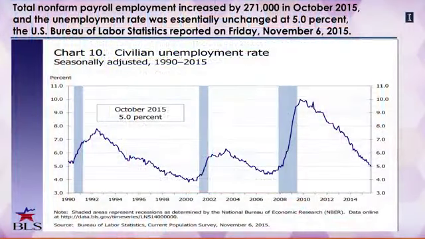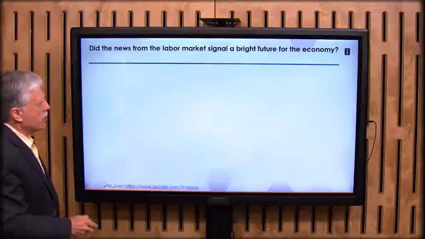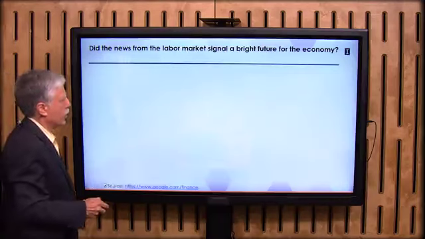Let me start with this case. On November 6, 2015, the Bureau of Labor Statistics announced that the U.S. economy had generated 271,000 jobs in October of 2015. That's well above average, and the unemployment rate had remained unchanged at 5%, which means that while more jobs were being created, more people also had entered the labor market. This sounded like a good piece of news for the economy at the time.